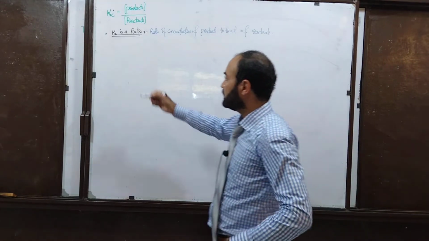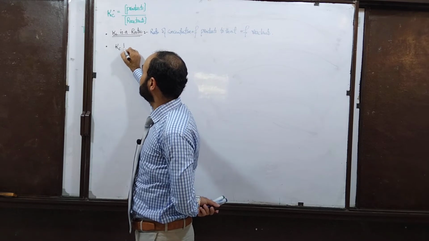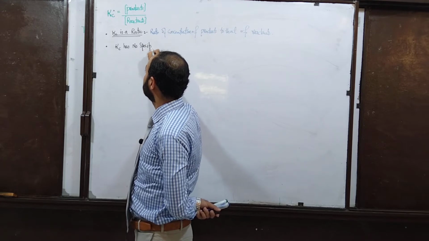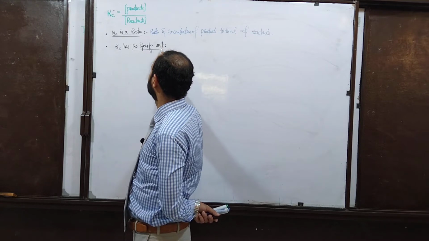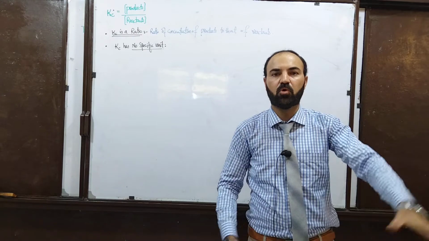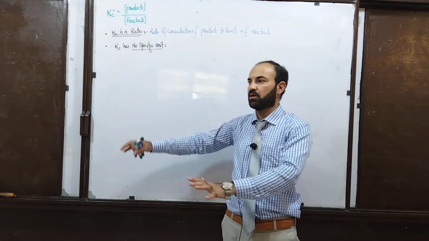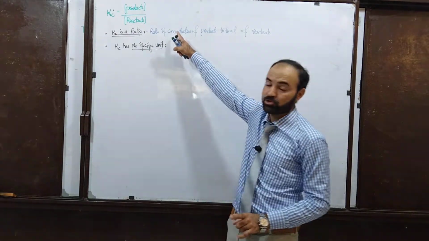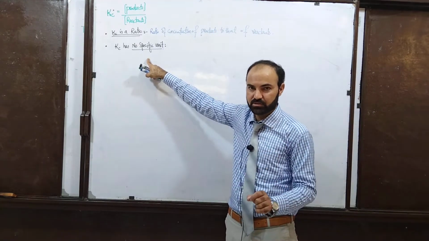Second point related to Kc: Kc has no specific unit. Remember that Kc has no specific unit. I can't say that Kc has a unit of, for example, mole per dm cube, or that Kc has a unit of mole square per dm6. No, that's not possible for Kc because it's a ratio. And if it is a ratio, then it has no specific unit.